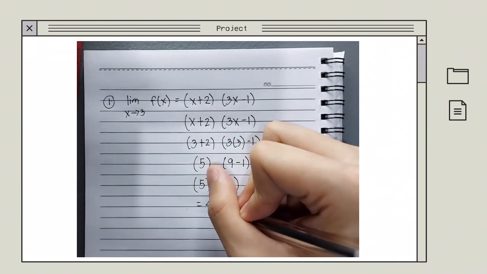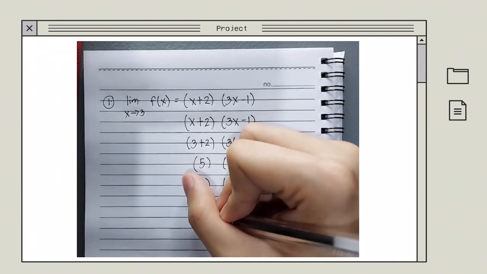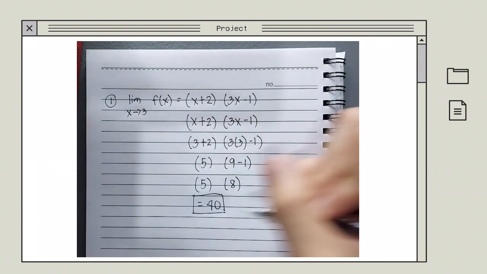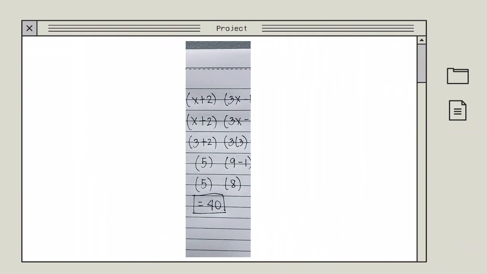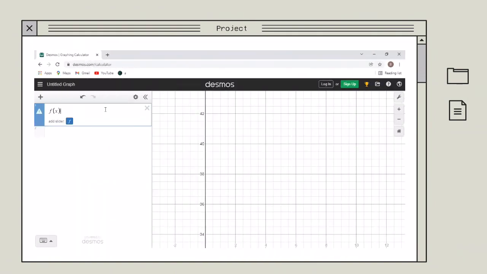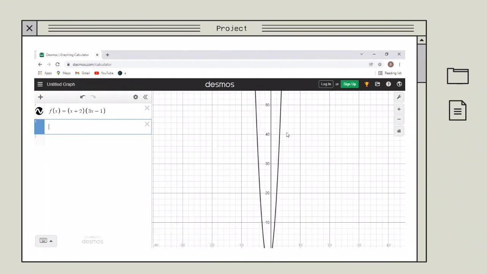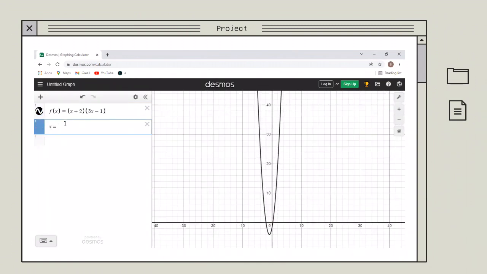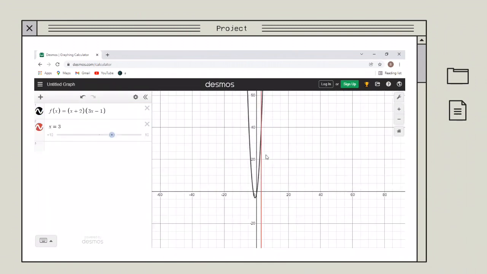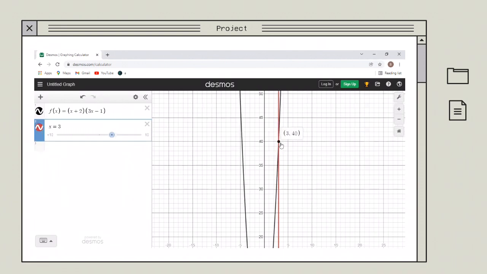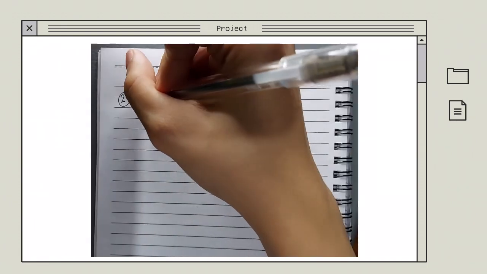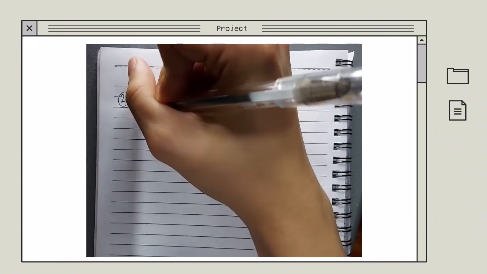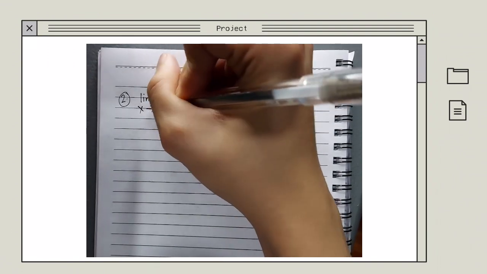So, ganun lang kasimple. And para malaman natin kung tama yung sagot na nakuha natin, i-check lang natin siya gamit yung Desmos. So, ilalagay lang natin yung equation sa Desmos, pati na yung value ng x, tapos malalaman na natin kung tama ba yung nakuha nating limit. So, magbibigay pa ako ng isa pang example para mas maintindihan natin yung lesson.